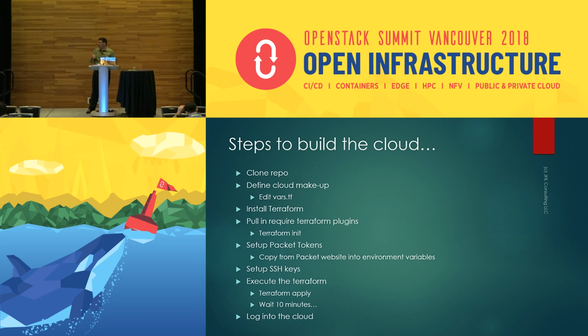Install Terraform if you don't have it on your system. Pull in the plugins. The plugins are the glue between Terraform and the Packet APIs. The command terraform init will set all that up. We need a couple of tokens. Those are the API tokens to authenticate yourself to your Packet account. We need to set up some SSH keys, and then we execute Terraform, wait about 10, 15, 20 minutes for the cloud to build, and the output of the Terraform is basically the credentials you need to log into your OpenStack cloud.